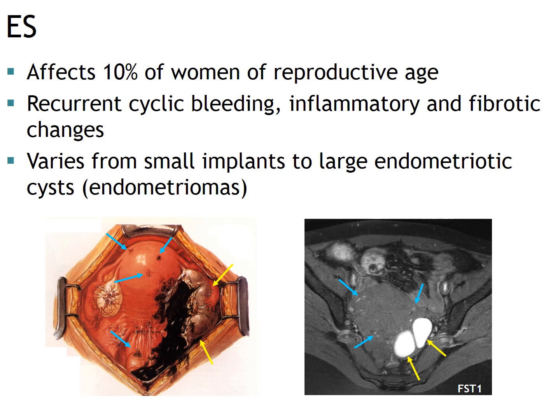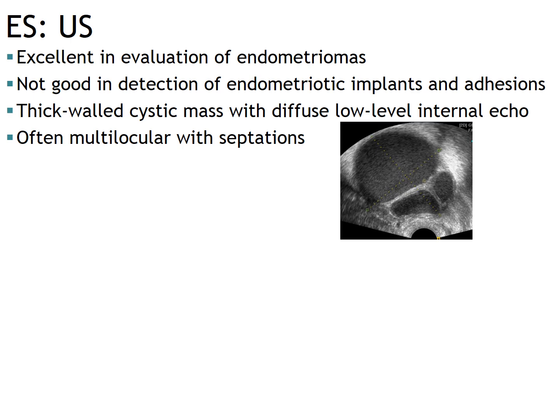Endometriosis is very common and affects about 10% of women of reproductive age. It causes recurrent cyclic bleeding and inflammatory and fibrotic changes. The lesion varies from small implants to large endometriotic cysts or endometriomas. Ultrasound is excellent in evaluation of endometriomas, but is not good in detection of endometriotic implants and adhesions.